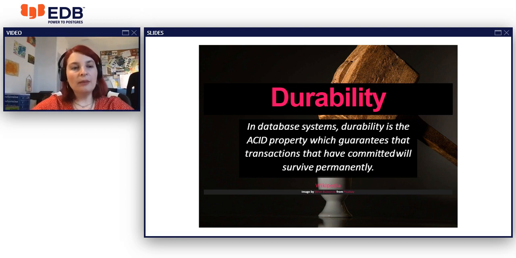So Wikipedia explained it in other terms. It says in database systems, durability is the ACID property which guarantees that transactions that have committed will survive permanently. The important word here is committed because, of course, you can always roll back a transaction, so the writes that have been done by this transaction are not durable. Your transaction needs to be committed so that your change can be durable.